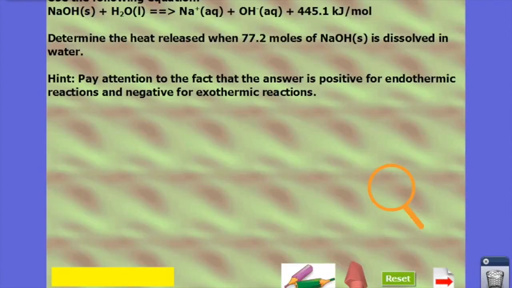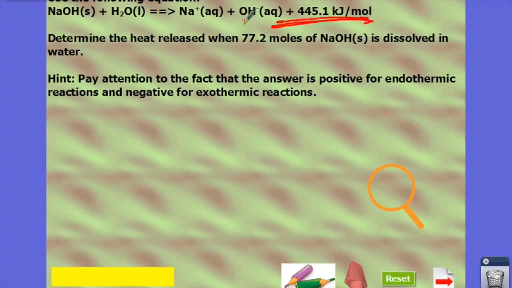So pull out your calculator. You can pause the video, take the time, go get your calculator. Let's solve it together. It says use the following equation. You have sodium hydroxide solid plus water yield sodium ion plus hydroxide ion plus heat. Now this is a thermochemical equation because the heat is part of the equation. Because the heat is part of the product, that reaction is exothermic. The heat is produced, therefore it is exothermic.